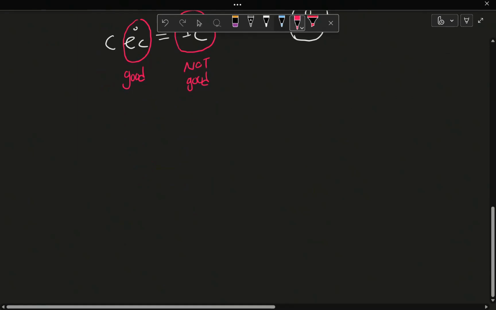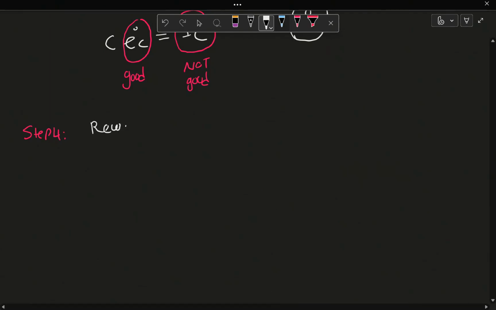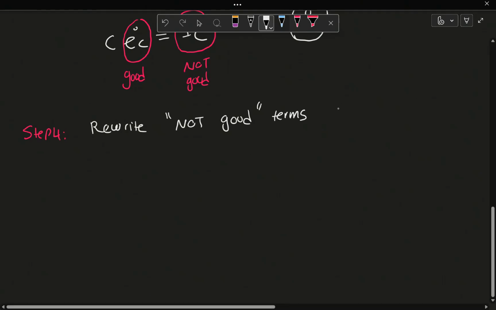Let's go to step 4. And in step 4, rewrite not good terms using KVL, KCL, and Ohm's law. Okay, cool.